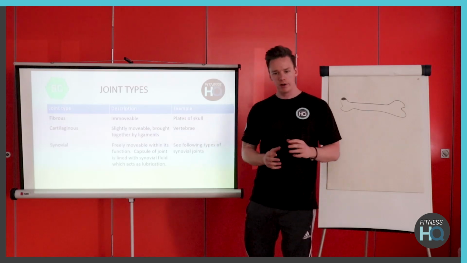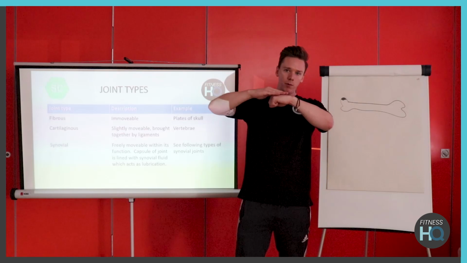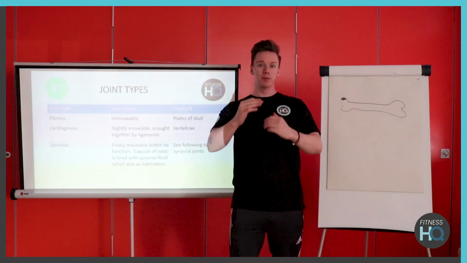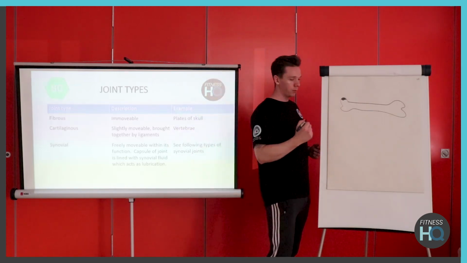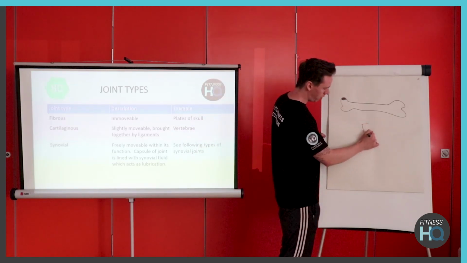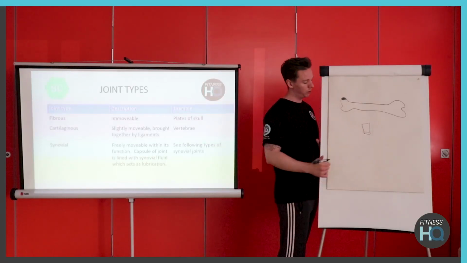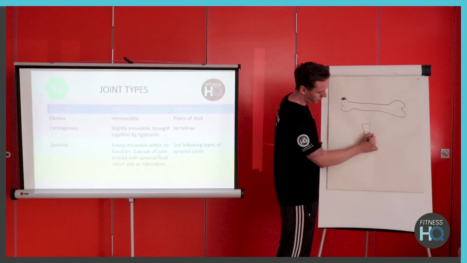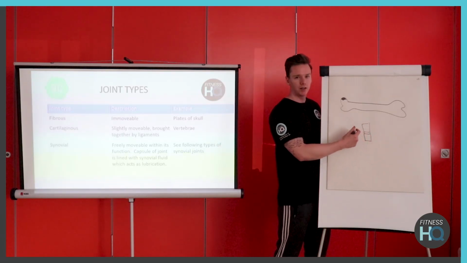Now, a cartilaginous joint is slightly different because it's actually one bone, another bone, and then a little bit of cartilage in between that connects them together. So the obvious example is the vertebrae. So I'm going to draw a very bad example, but if this is one of your vertebrae, we have the little disc in between, and then that connects on to another vertebrae. So that there is technically your cartilaginous joint.